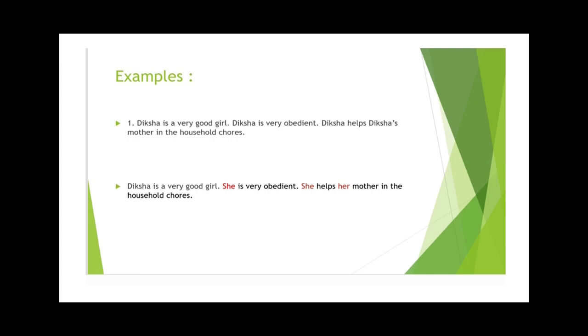So here in the first example, the sentences are correct, but it is not sounding good because we have been using the same noun, that is Diksha, again and again. But in example 2, Diksha is a very good girl, she is very obedient, she helps her mother in her household chores. So here this sentence is sounding more convenient because we are not using the same noun, but we have replaced the noun with the pronouns, that are she and her.